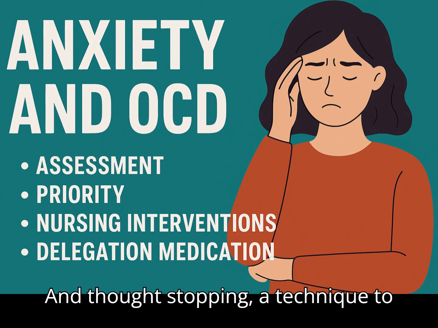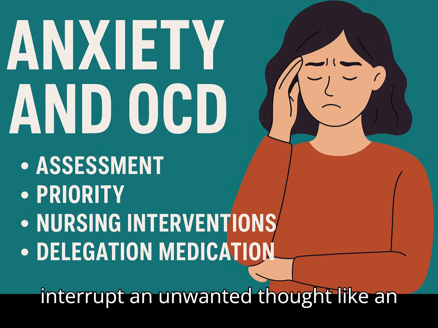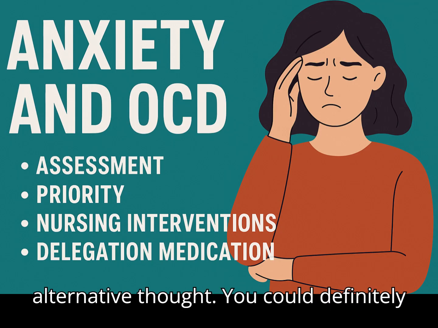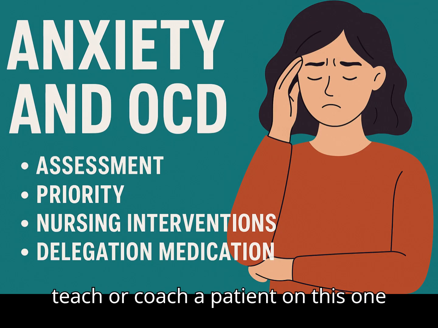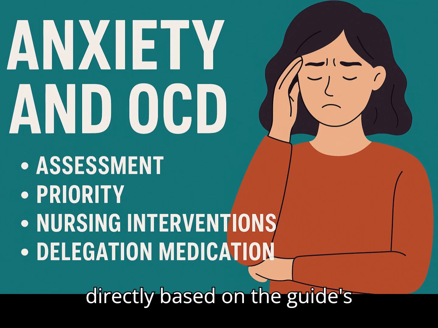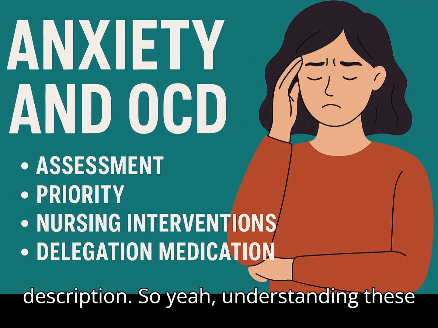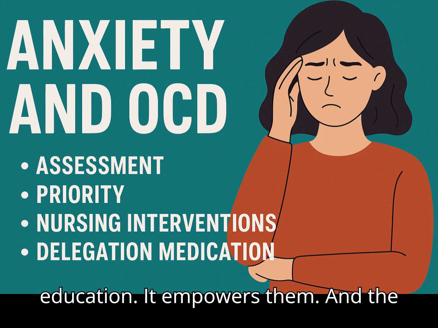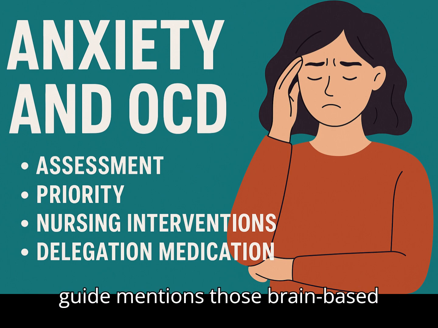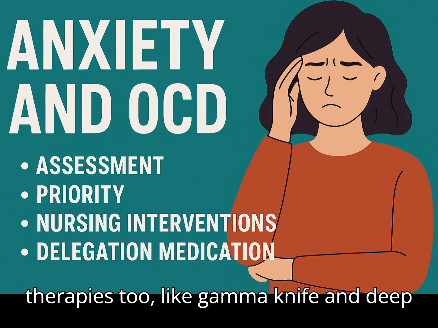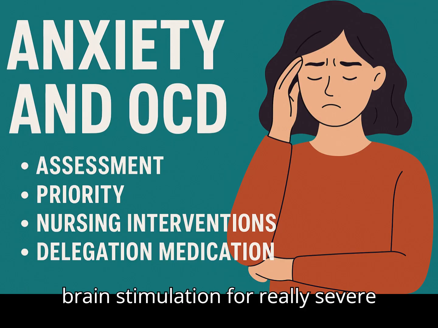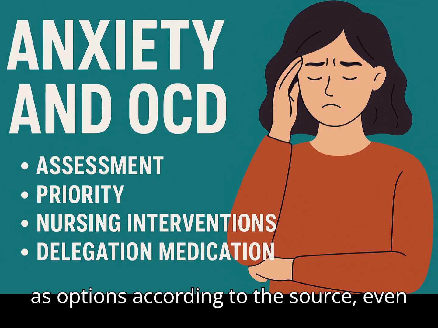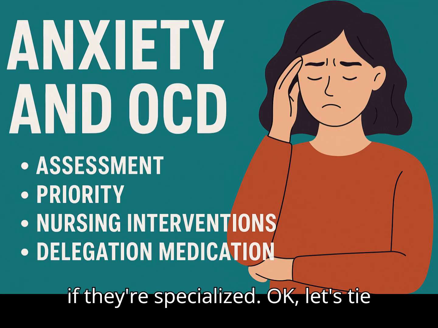And thought stopping, a technique to interrupt an unwanted thought, like an obsession. You literally think or say stop, and then switch to a pre-planned alternative thought. You could definitely teach or coach a patient on this one directly based on the guide's description. So yeah, understanding these basics from the guide is key for patient education. It empowers them. And the guide mentions those brain-based therapies too, like gamma knife and deep brain stimulation for really severe resistant OCD. Good to know those exist as options, according to the source, even if they're specialized.